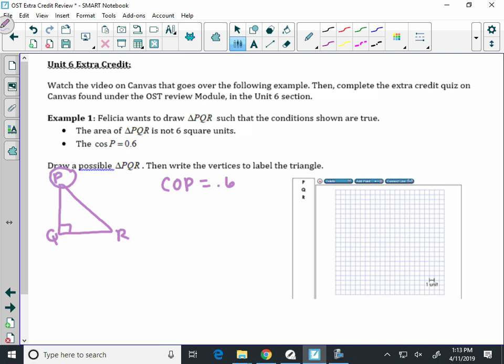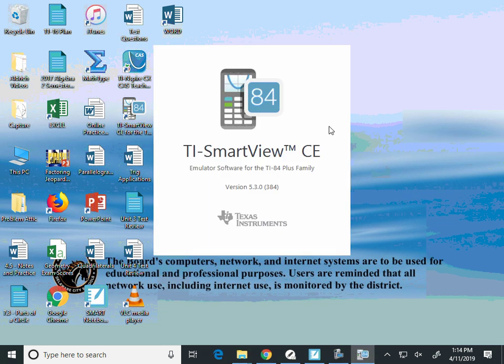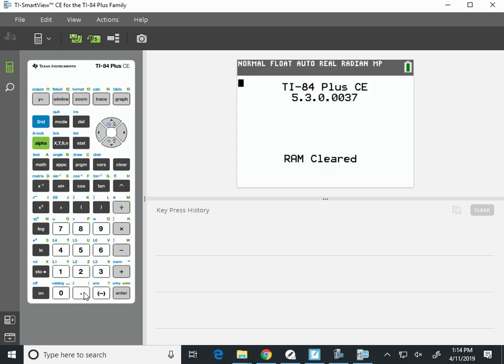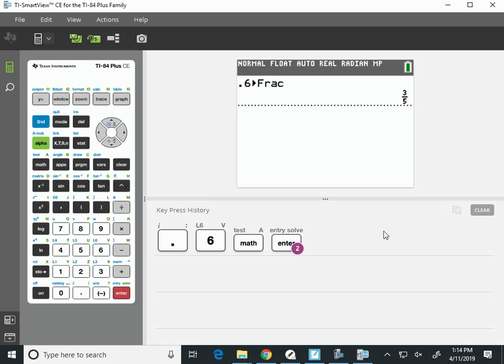Okay, so what we want to do is convert, and you're going to have to use your graphing calculator for this one. Desmos on the OST, they don't let you convert fractions, so you're going to have to use your graphing calculator. To convert this to a fraction, you're just going to type in 0.6 and then do math, enter, enter. It takes a little while to load. And it converts it to 3/5.